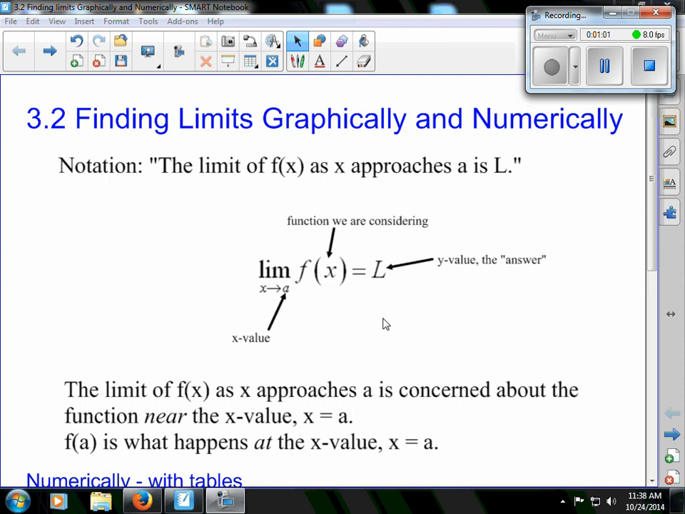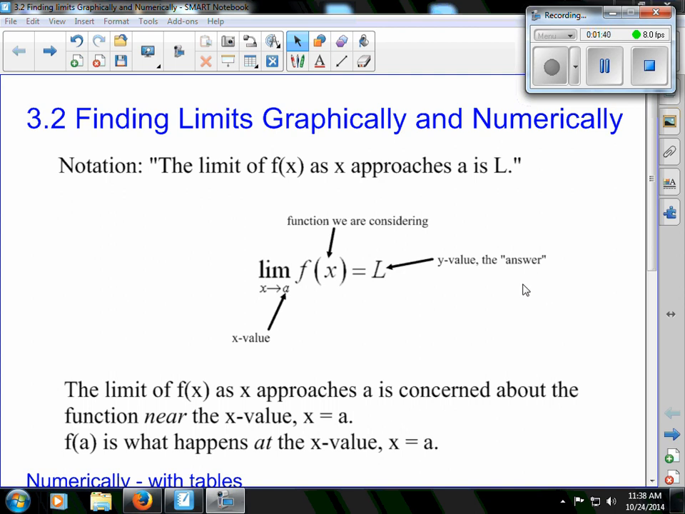I want to point out a few things. One is the difference between the letters a and L. Right now I'm using a and L as letters, but these are going to be specific numbers for all of your problems. The number that you put in place of a is an x value, because the variable x is approaching that specific number. And the letter L denotes a number which is a y value. So the number in the L spot is the y value, and you will think of that as being the answer to the limit.